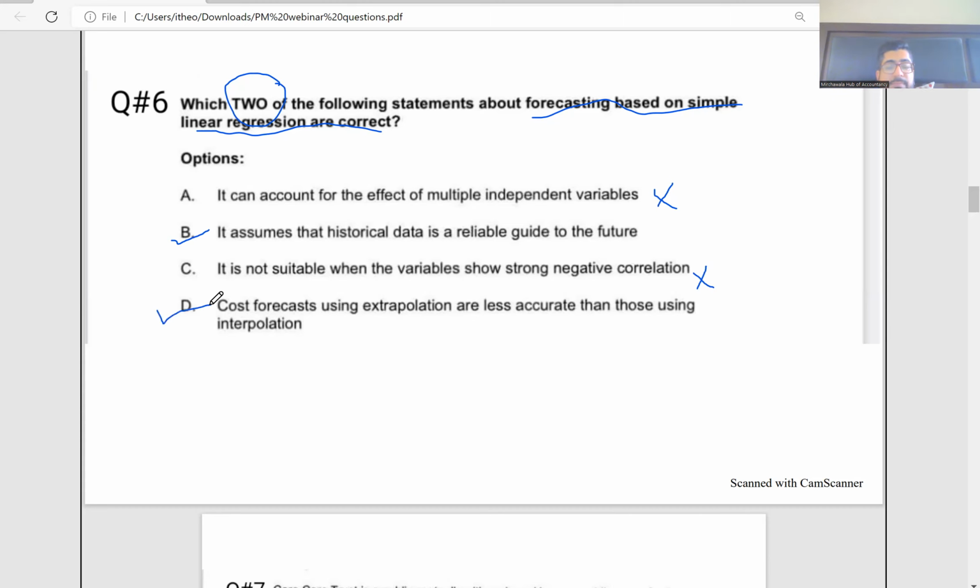This is right. Now for this, I need to train you what is extrapolation and what is interpolation. Extrapolation means you are expanding the data. And interpolation means you are using the inside data. Now, what do you do in pricing? You just solved a pricing question.